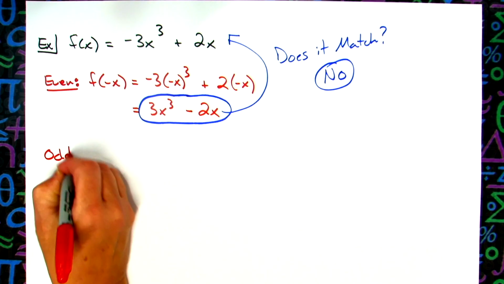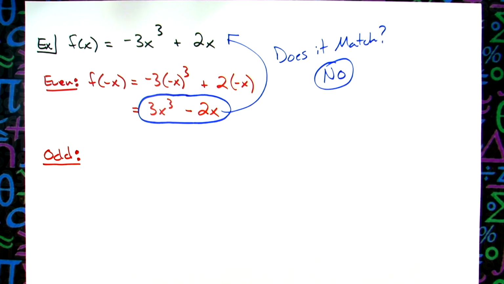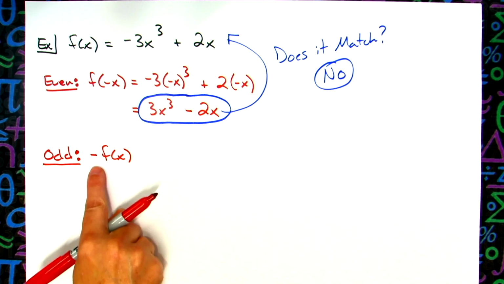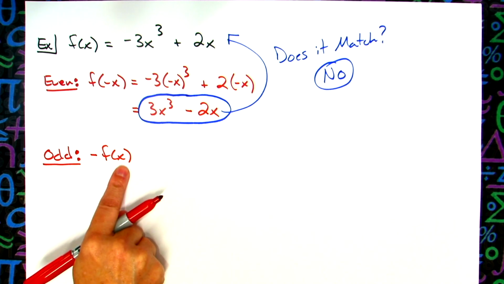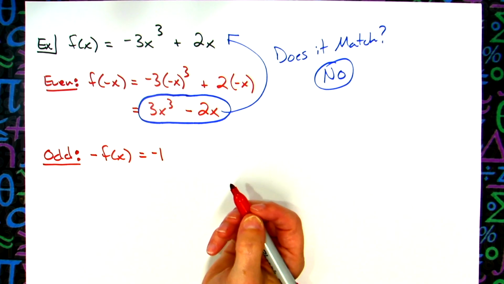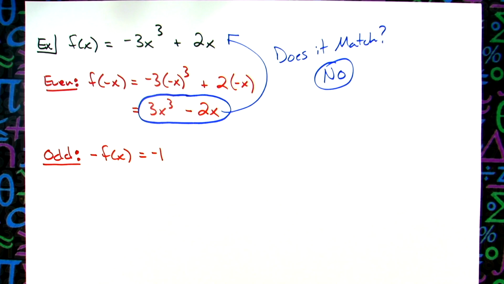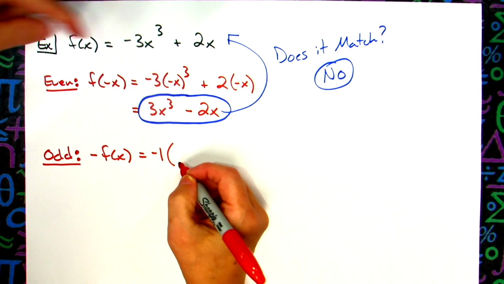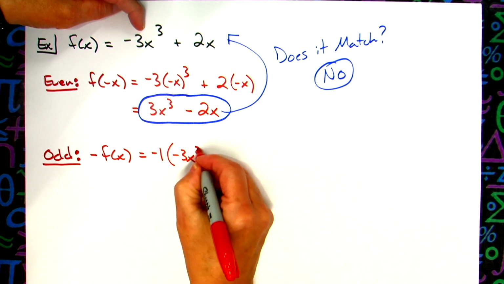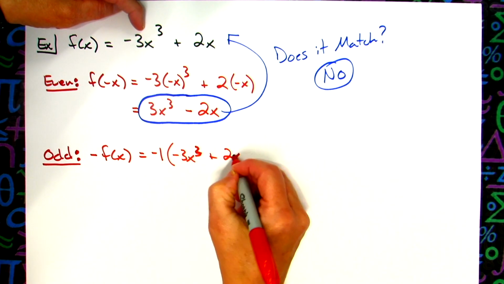Okay, so the highlighted part of the odd formula was the negative f of x. So negative f of x basically just says negative 1 times the function. So that's the math that we're going to do. So I'm going to take a negative 1. I'm literally going to put the 1 in there so that I can see it. And then I'm going to multiply it by that original function: negative 3x to the third, and then plus the 2x.